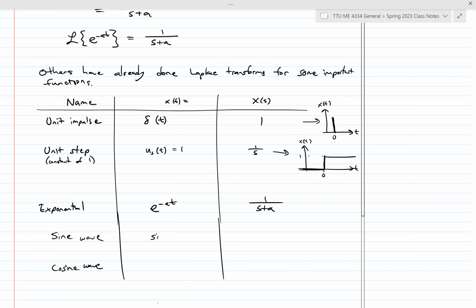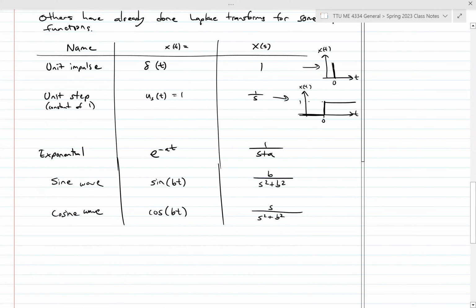Where if we have sine of bt, where b is our frequency, or cosine bt, they look very similar. Sine has a b over s squared plus b squared. Cosine has an s on top instead, over s squared plus b squared. All right, and there's many, many other Laplace transform tables out there available, right?